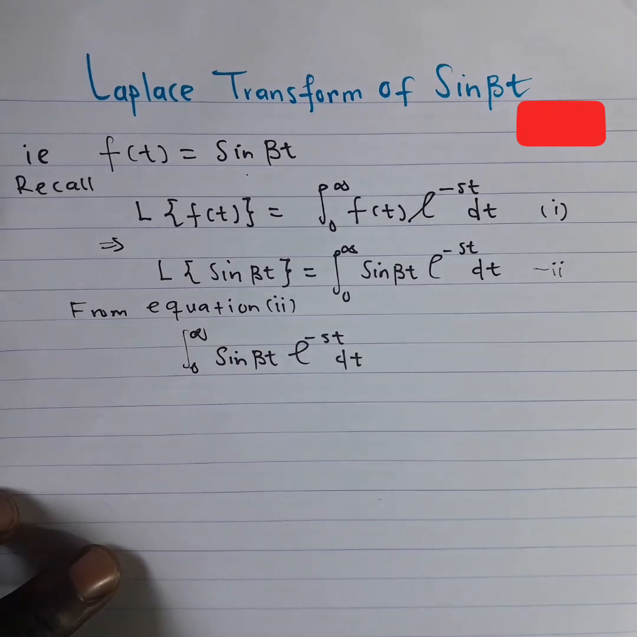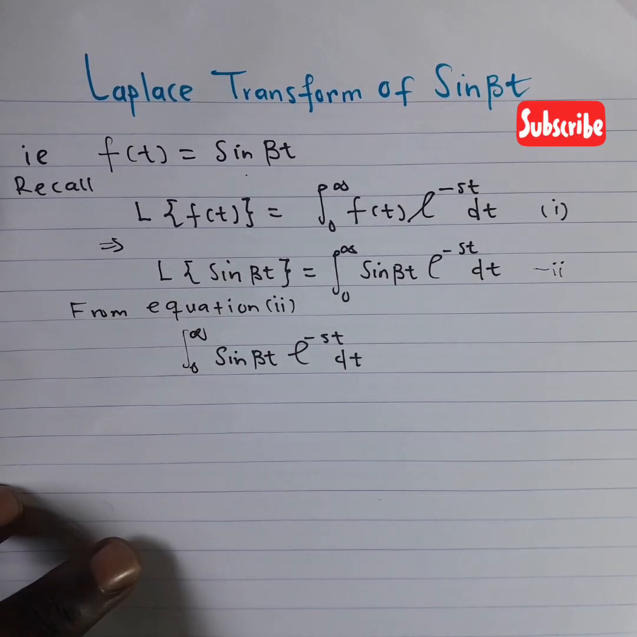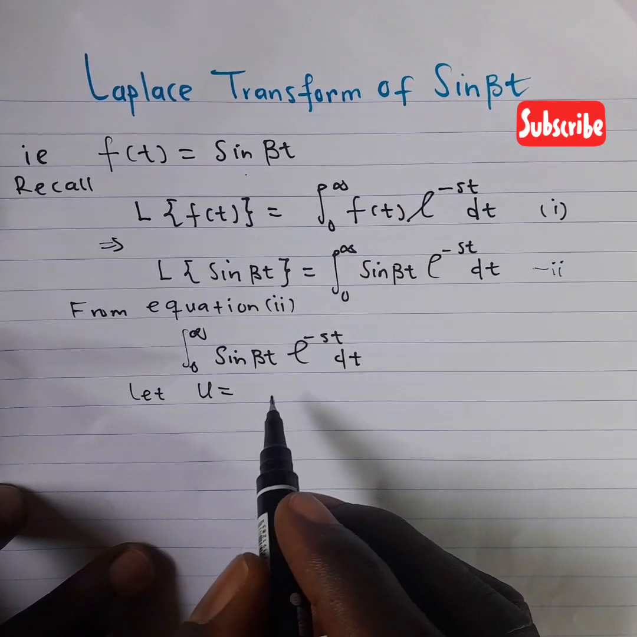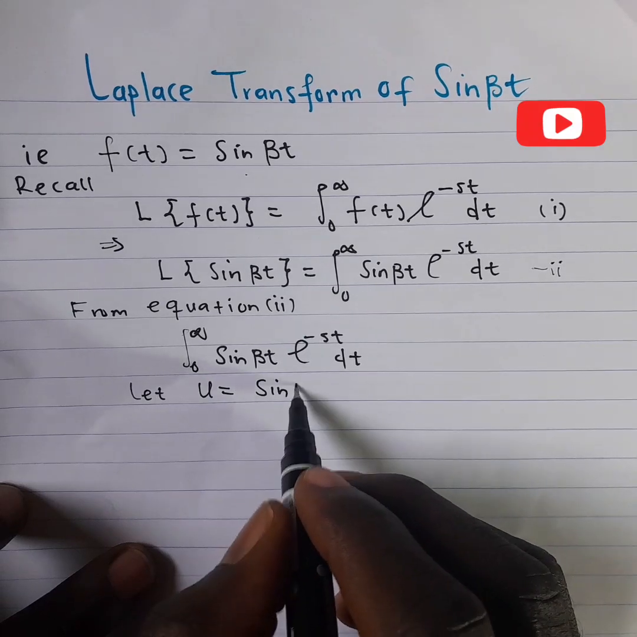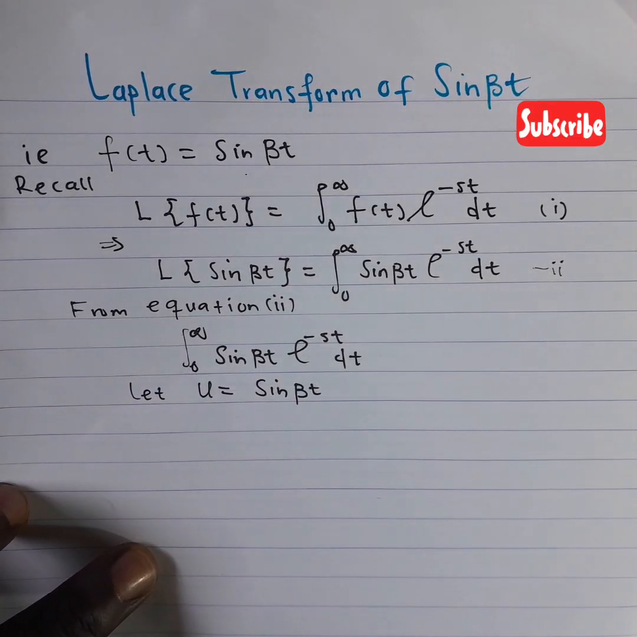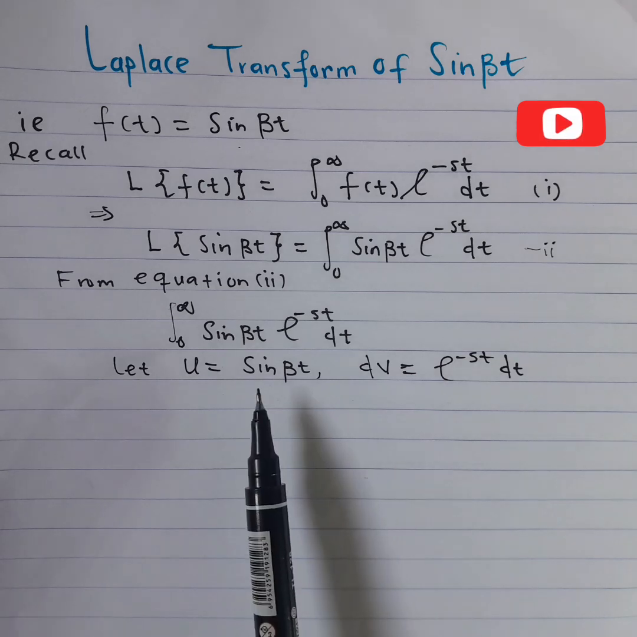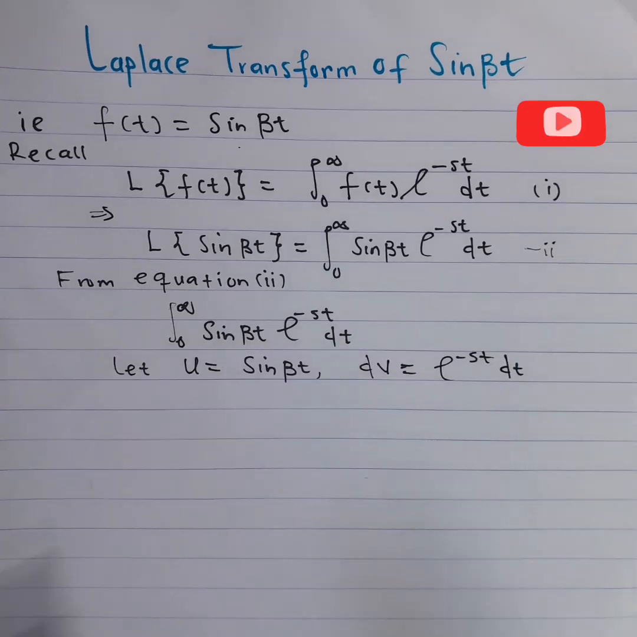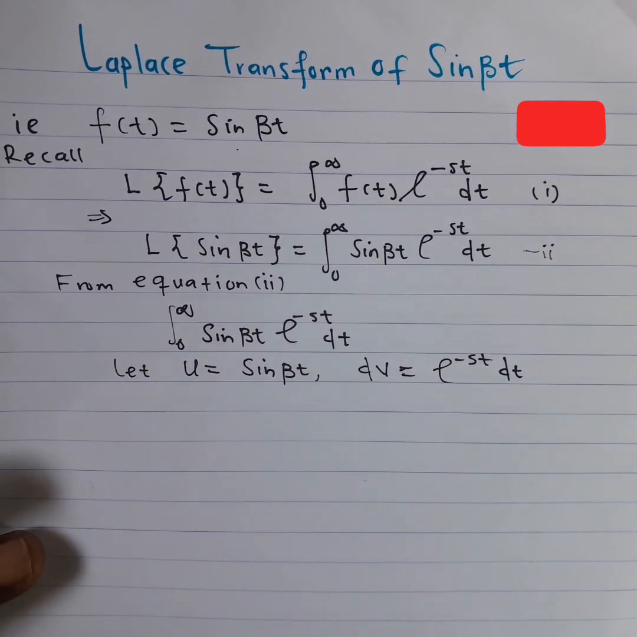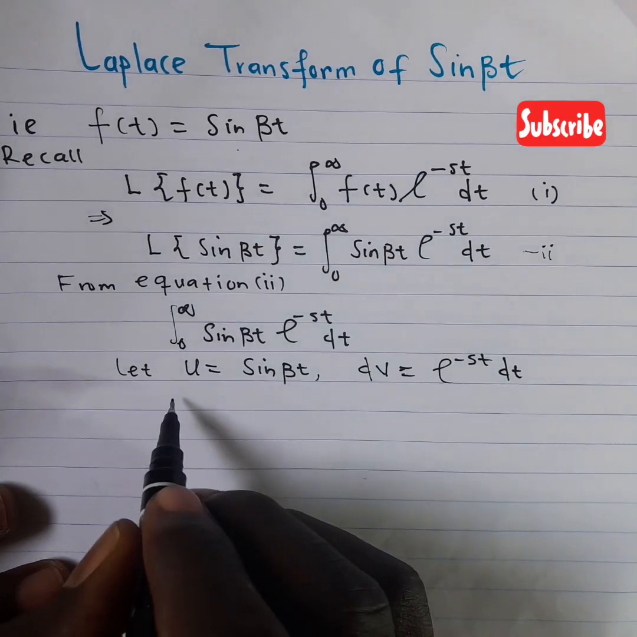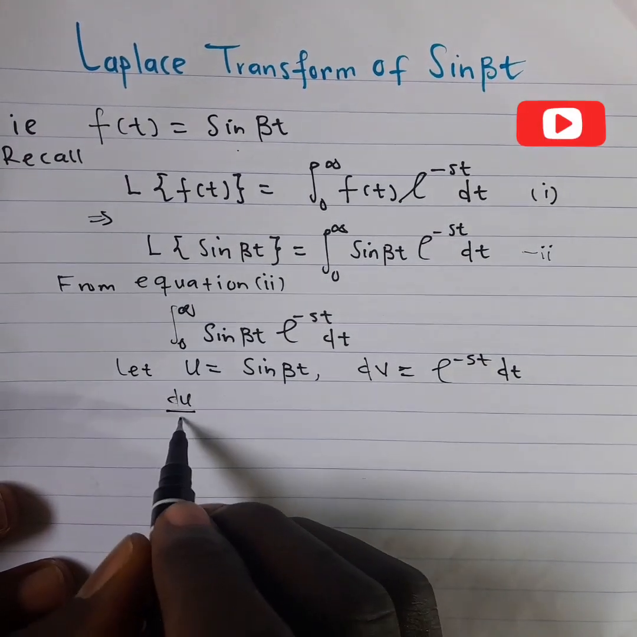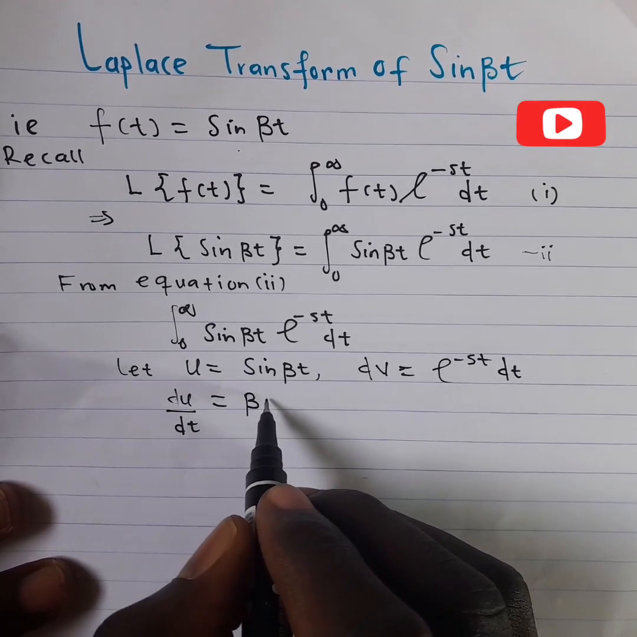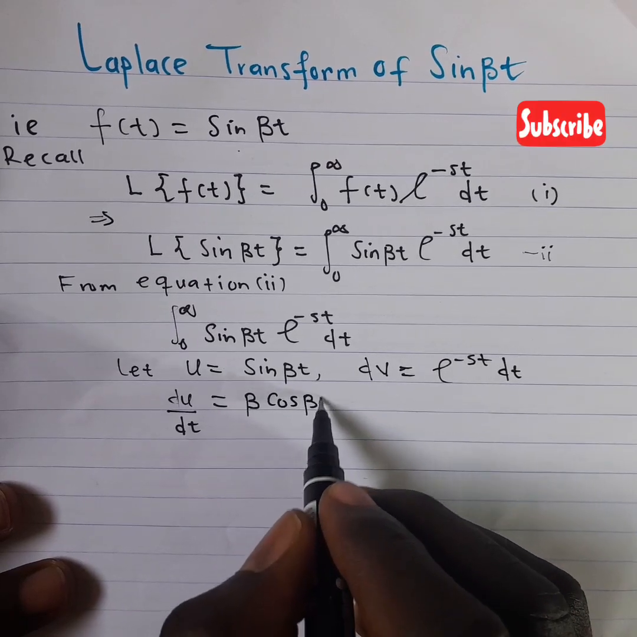This one is an integration by parts, and we can let u equal sine beta t and d phi equal exponential raised to minus st dt. Now from here, we want to obtain du. du over dt will be equal to beta cos beta t.